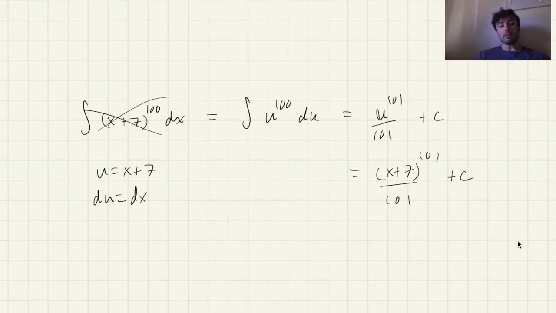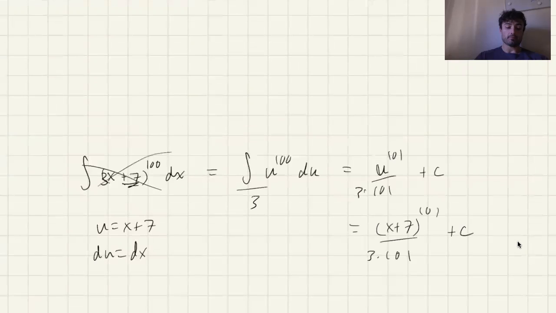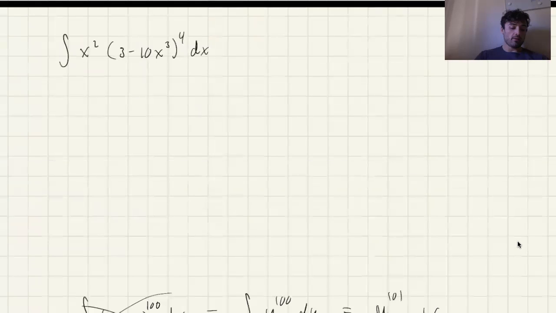So u substitutions let you simplify the way a function looks, and you can kind of ignore adding stuff. You can imagine if I had a 3 in front of the x, that means I have to divide by 3. So I have a 3 down here and a 3 down here. That's exactly what happened with ax plus b earlier. But okay, let's do a few more examples.